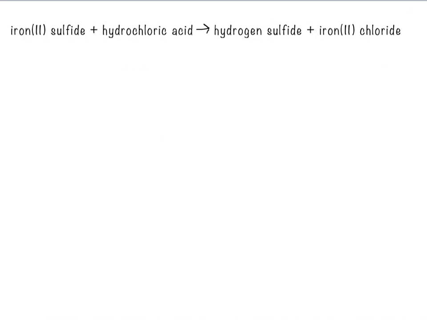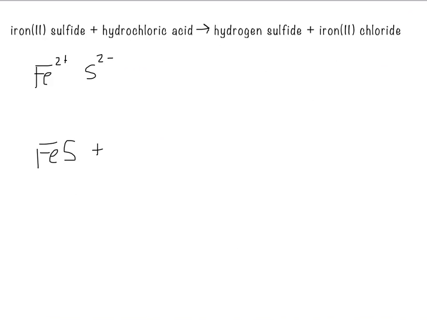Okay, on these problems, what you're going to do is take the word equation and turn it into a formula equation. So if you look at the first one, iron 2 sulfide, this tells me that the charge of iron is 2 plus. As you know, sulfide is just sulfur. It has a charge of 2 minus, so iron 2 sulfide is FeS. They are equal, they are opposite, they cancel.